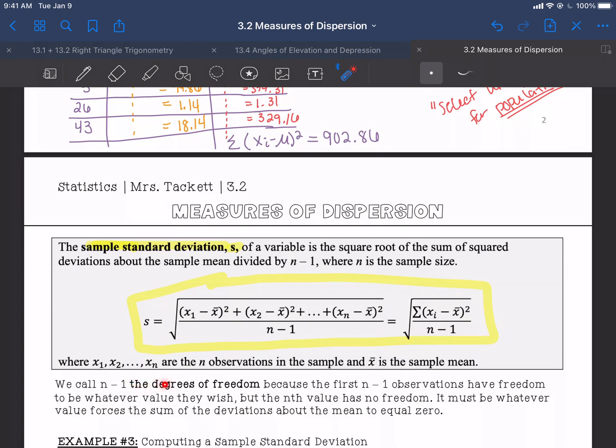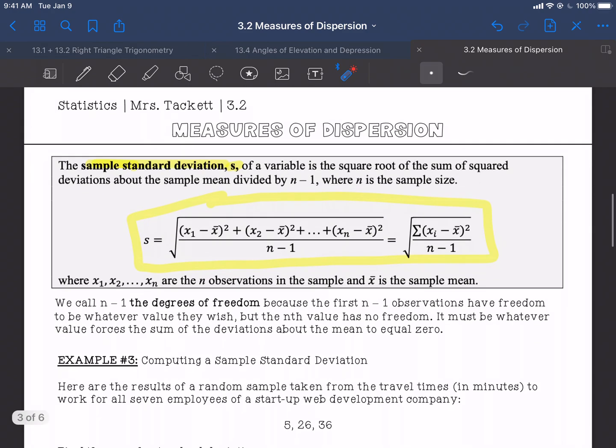But n minus 1 is referred to as the degrees of freedom. If you study statistics more, you'll learn about it more, but really it just helps this equation become more accurate. So that's what it is, and that's how you use it here.